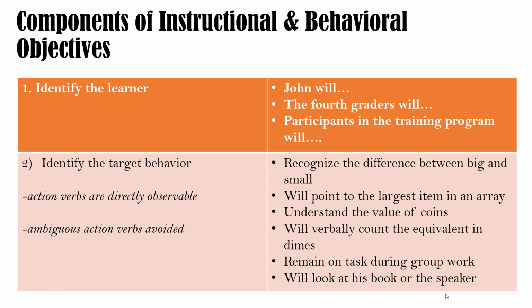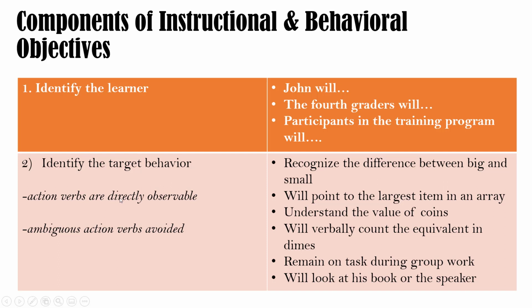So let's look at these 4 components in a little more detail. First one, identify the learner. So you're going to say something like John will, or the 4th graders will. Second one, identifying the target behavior. Think back to our considering behavior video when we talked about how to operationally define a behavior. The same concepts are implied. So you're going to use those observable terms, measurable terms, positive terms, and be clear, concise, and complete.